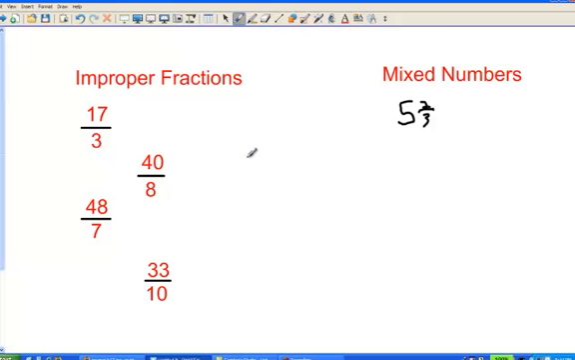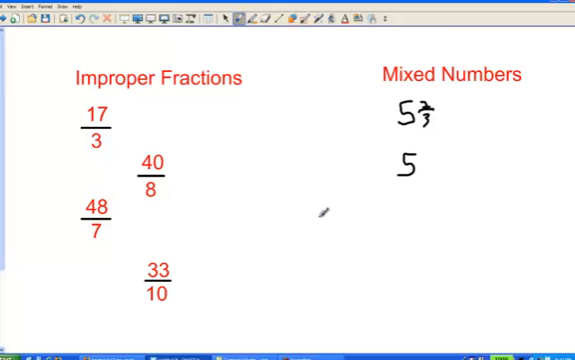Look at the next one. It says 40 over 8. By the way, this fraction bar really means division. So 40 divided by 8, well, that's 5. There's no fraction there, and that's okay. That happens sometimes. The next one says 48 over 7, or 48 divided by 7.